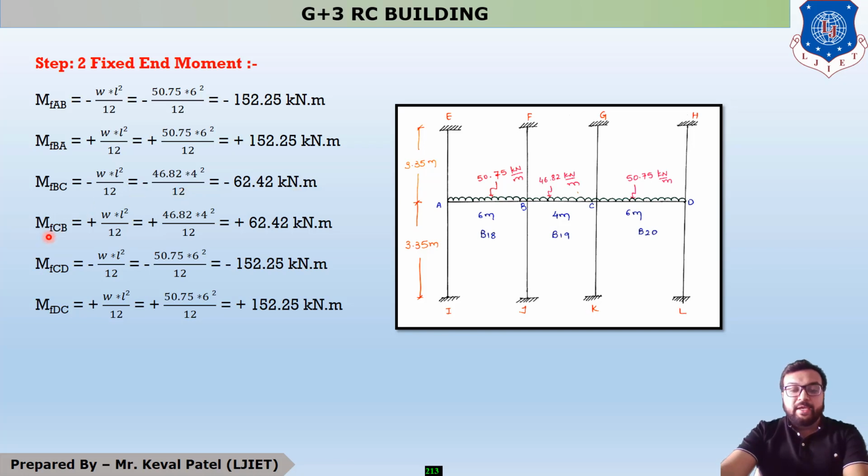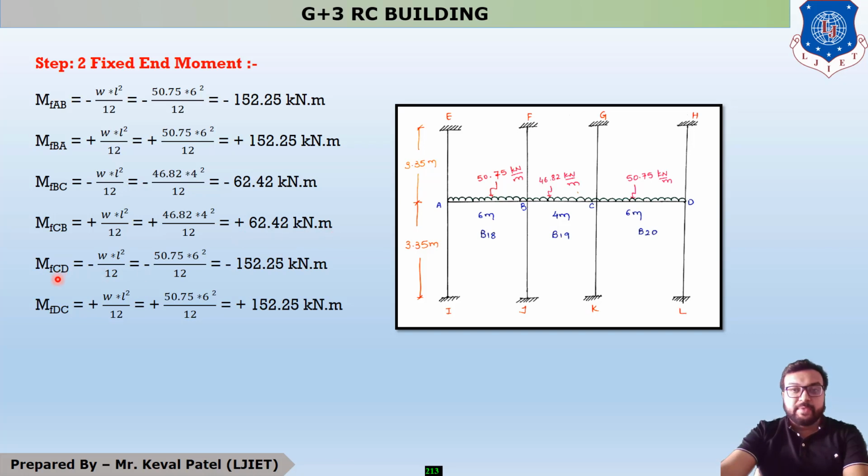Next, MFCB. It means you have to move from right to left. And whenever you have to move from right to left, the equation is positive. So it is plus WL square by 12. So it is plus W. The value of W is 46.82 into L. L means 4 square divided by 12. So your answer is 62.42 kilonewton meter.